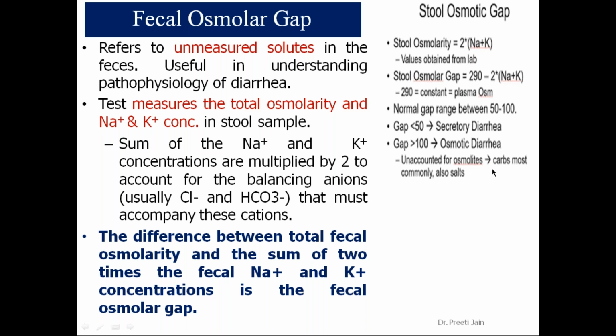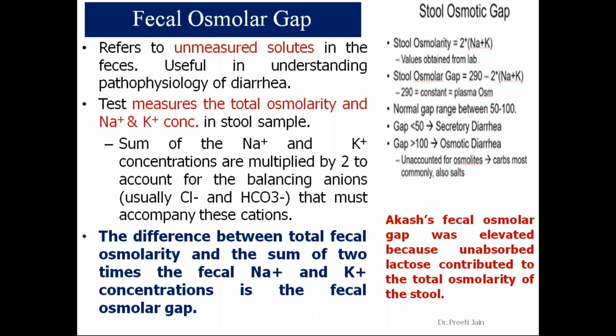This is because it accounts for osmolytes like carbohydrates most commonly, and also salts. It means that it was not absorbed and also cannot be measured, so the gap appears larger. So the fecal osmolar gap was higher. This shows that there is a problem in assimilation of carbohydrates. It was elevated because of the presence of unabsorbed lactose, which contributed to the total osmolarity of the stool.